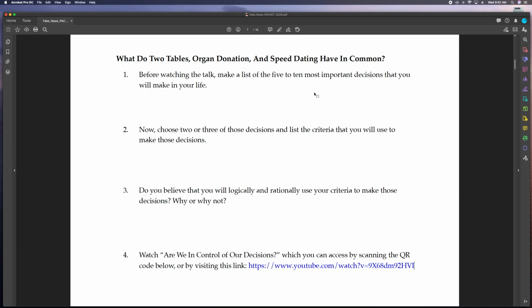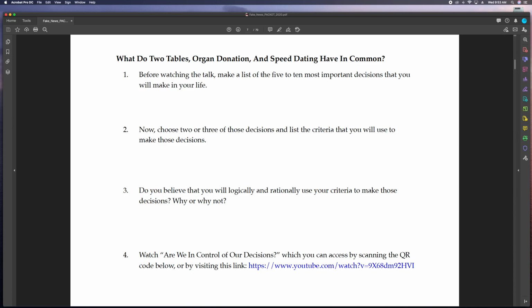But number 1 asks you to think about, before you watch the TED Talk, the video, to make a list of the 5 to 10 most important decisions that you'll make in your life. And for most people, it'd be like college, or getting some job training, or getting a job, renting an apartment, buying a house, buying a vehicle, getting married, maybe. When you think of the life decisions, these are some of the biggies. There are others, of course, but these are certainly some of the biggies.